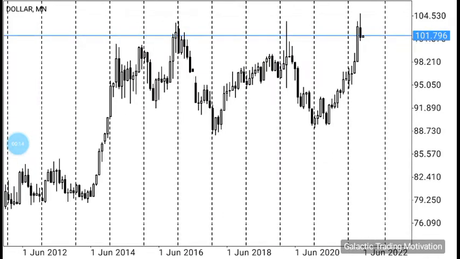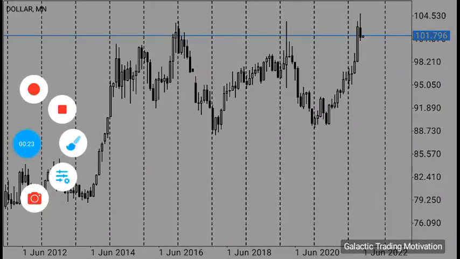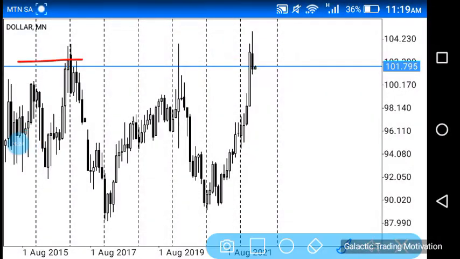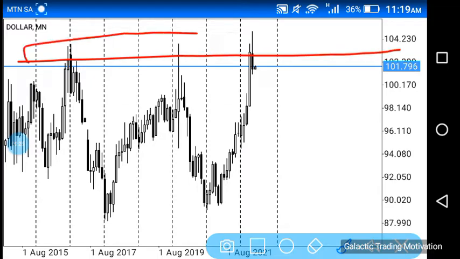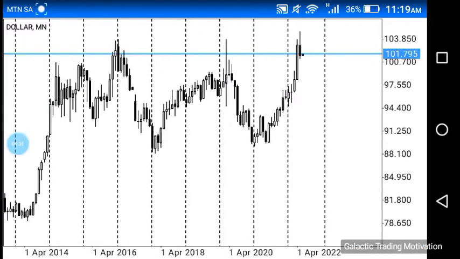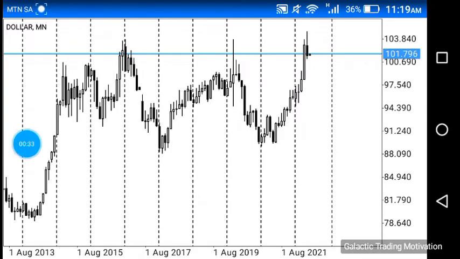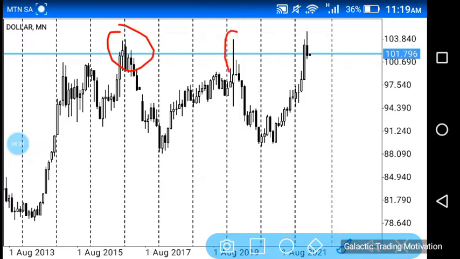As you can see, guys, I have the monthly chart open, and one of the first things that I can see already is that we have this area over here, which is a very strong area of resistance, and that is because of the fact that we had a touch here, a touch there, and a third touch on this particular area.